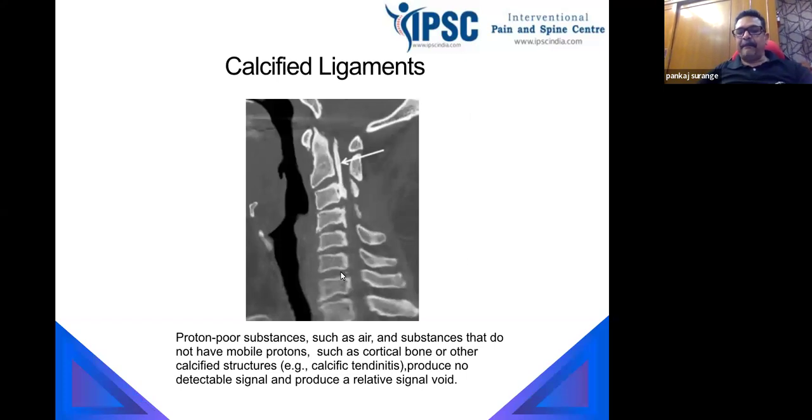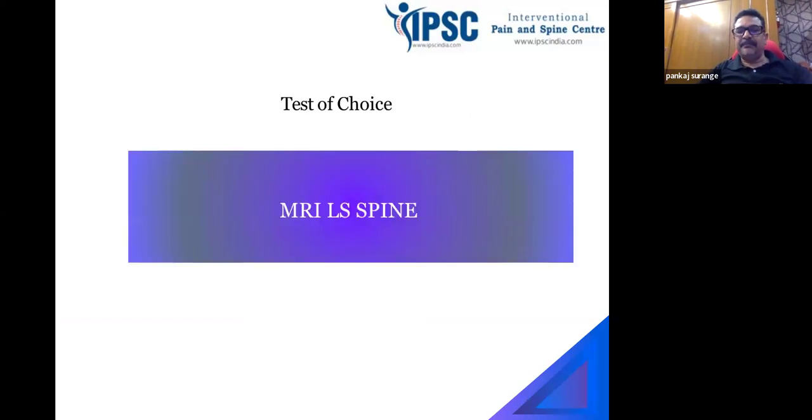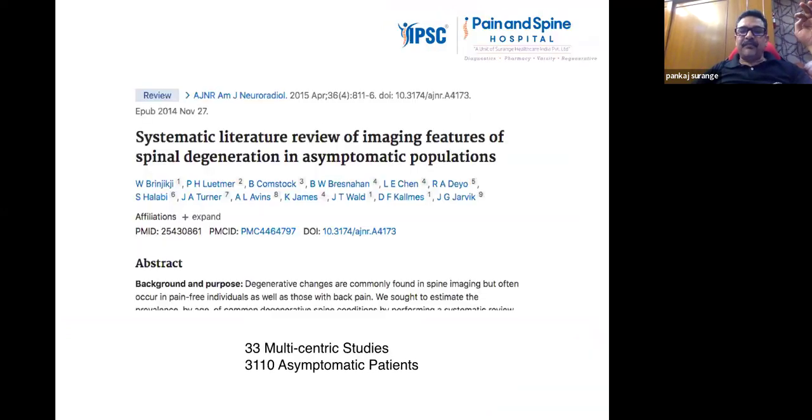Calcified ligaments, especially the posterior longitudinal ligaments, if they get calcified, are difficult to visualize on the MRIs, but we can see them very clearly on the CT scan. For the spine, the test of choice is definitely the MRI of the spine. Okay.